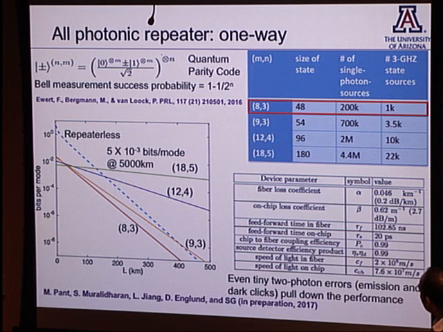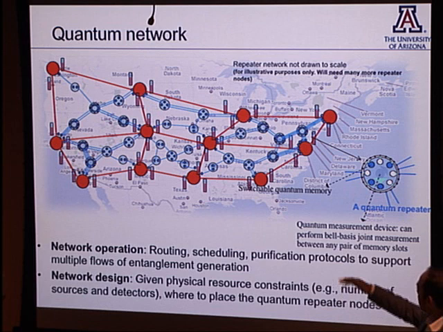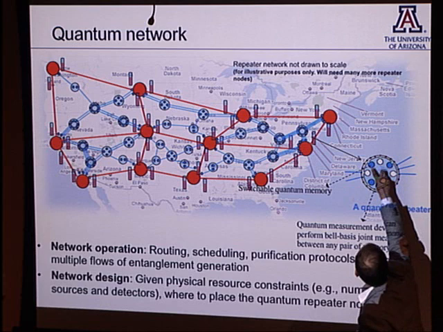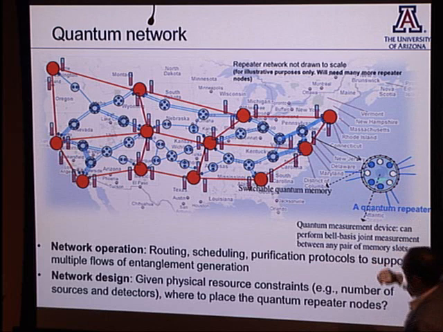And finally, the one problem we are currently looking at is going beyond just a line connecting Alice and Bob. So what if you have a more general network? A repeater node this time has many quantum memory slots. These can hold qubits. But now instead of just being able to do Bell measurements between two qubits, you can do Bell measurements between any pair of qubits. Maybe you can even do a GHZ projection using linear optics on three qubits at a time.